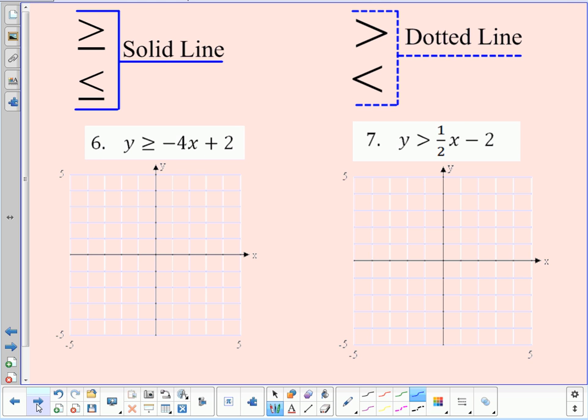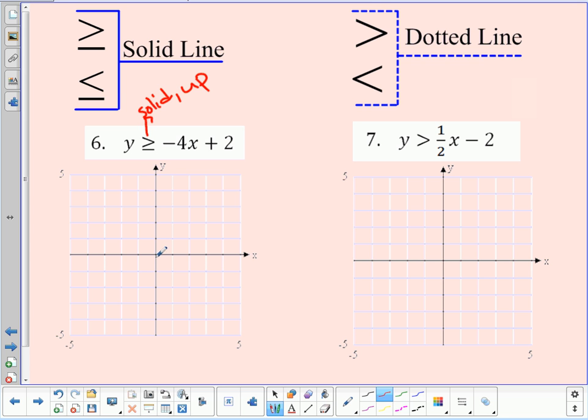So in number 6, I have y is greater than or equal to negative 4x plus 2. Again, my equation's already solved for y, so I'm done with the first step. That's good. Then I want to make my choices. I have greater than or equal to, which means I want a solid line. And greater than means I'm shading up. So now let's put it on the coordinate plane.